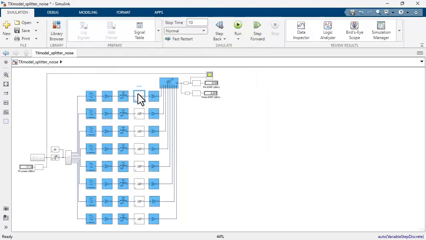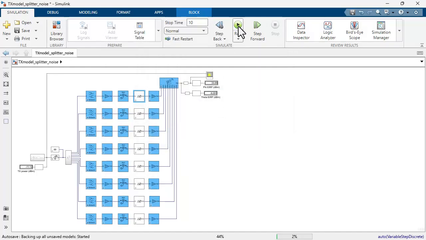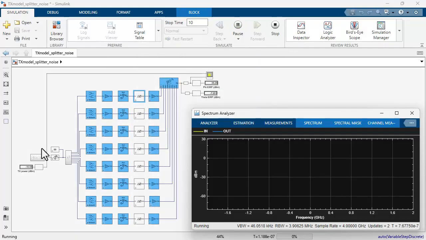We also have phase shifters that introduce dispersion in this case, which is interesting. When we run the simulation, we combine all the effects of dispersion and impedance mismatches across all the elements and all the chains. Additionally, we also take into account coupling introduced by the splitter and the antenna array.